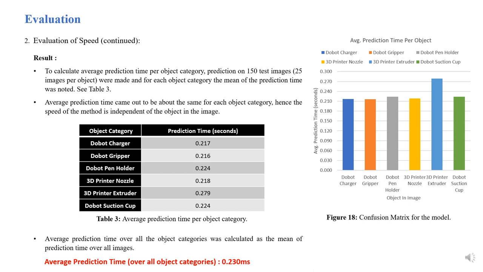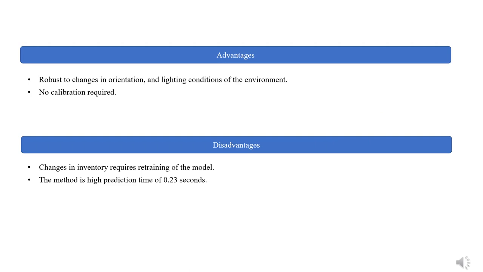Here, we list the advantages and disadvantages of the proposed method. The proposed method is robust to change in orientation and lighting condition of the environment. Further, it requires no calibration. Both these characteristics favor the algorithm, though the proposed method suffers from a limitation that any change in the inventory would require retraining of the model.